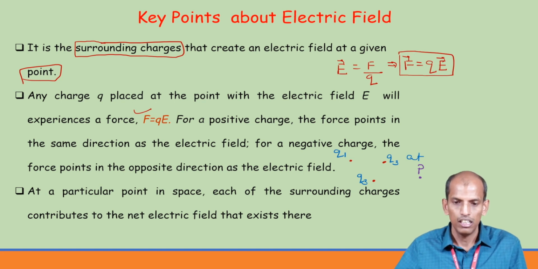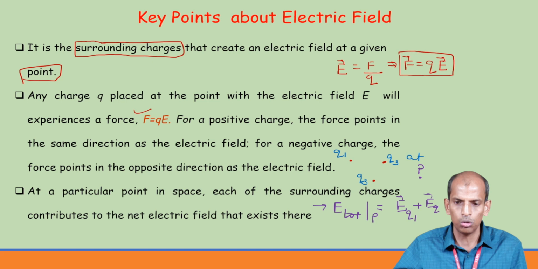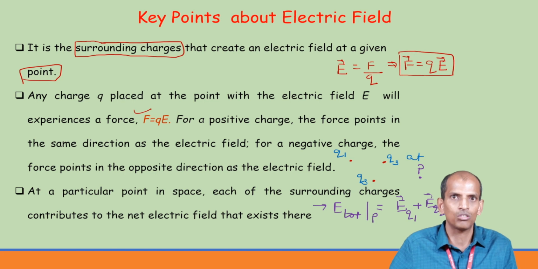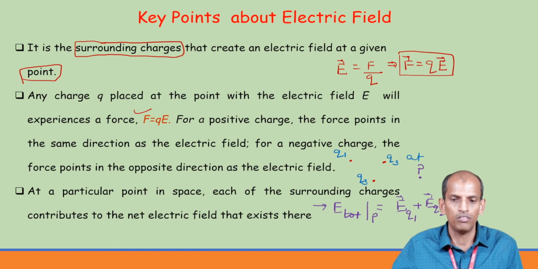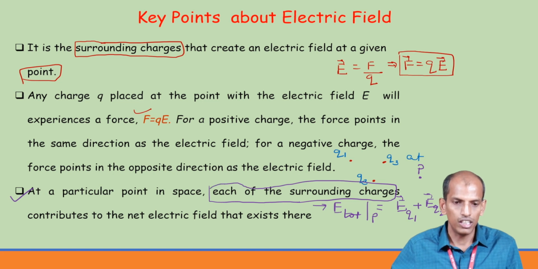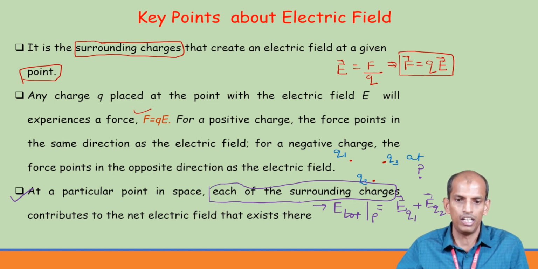I mean to say that total field at P, that is E total at point P, would be simply electric field due to Q1, plus electric field due to Q2, plus electric field due to Q3. And we are familiar with this, that this is called the principle of superposition. That's very important. Another important aspect one should keep in mind is that at a particular point in space, each of the surrounding charges contribute to the net electric field that exists there.